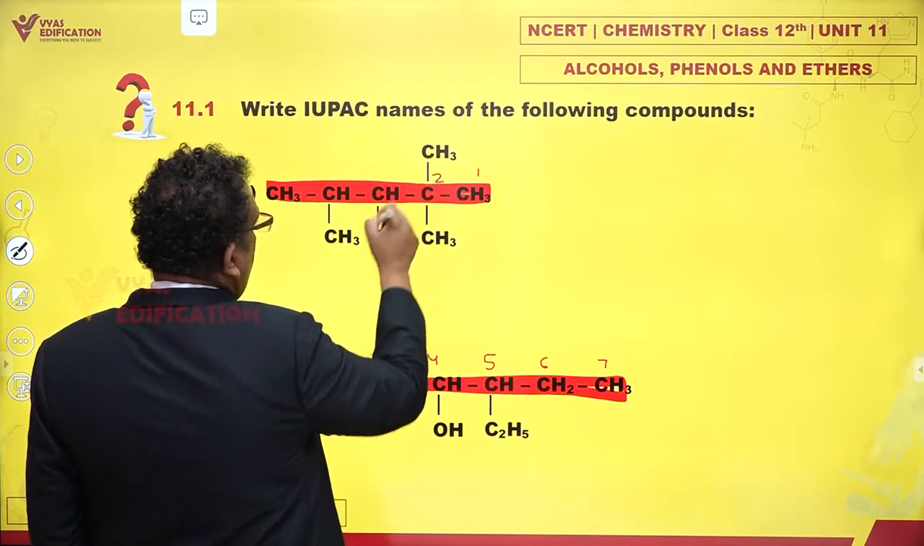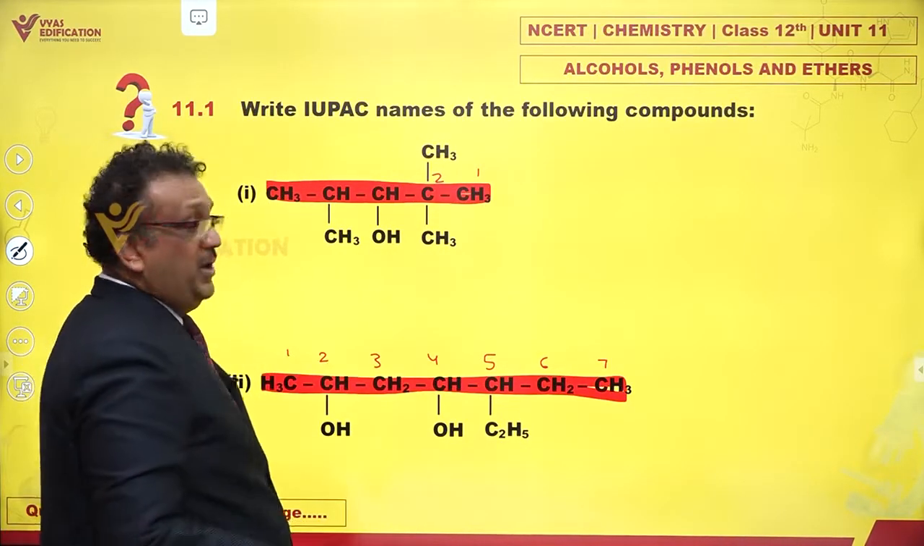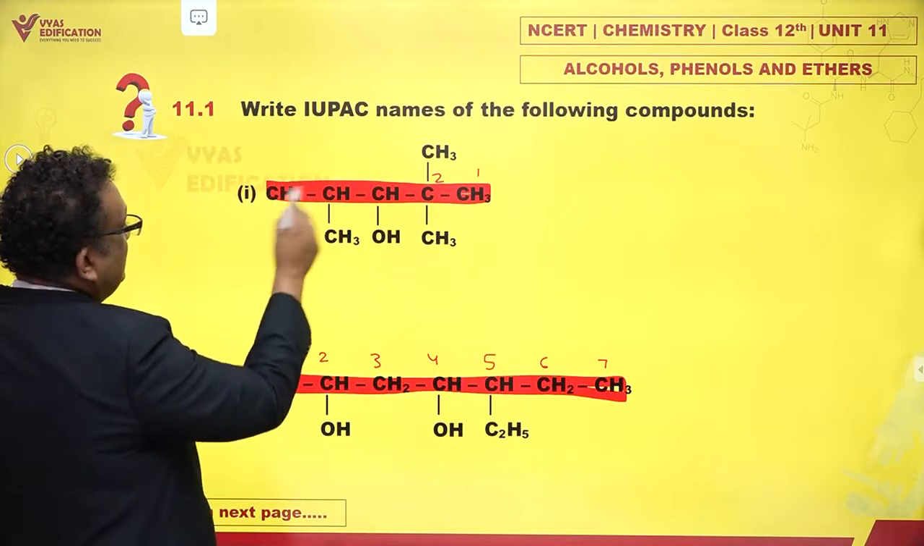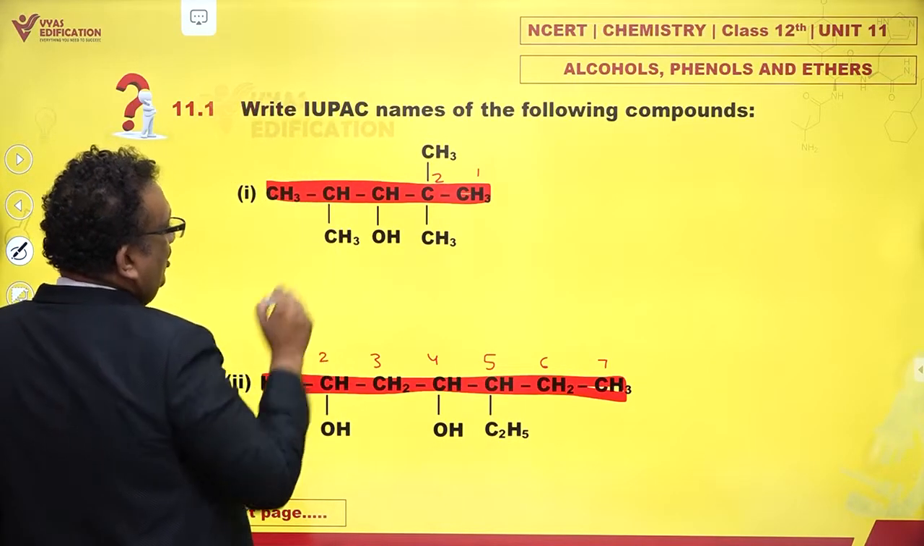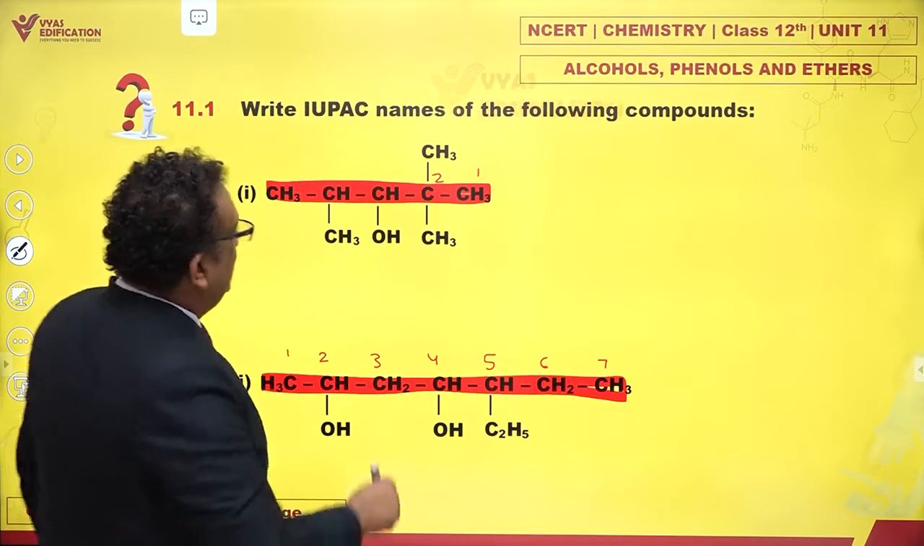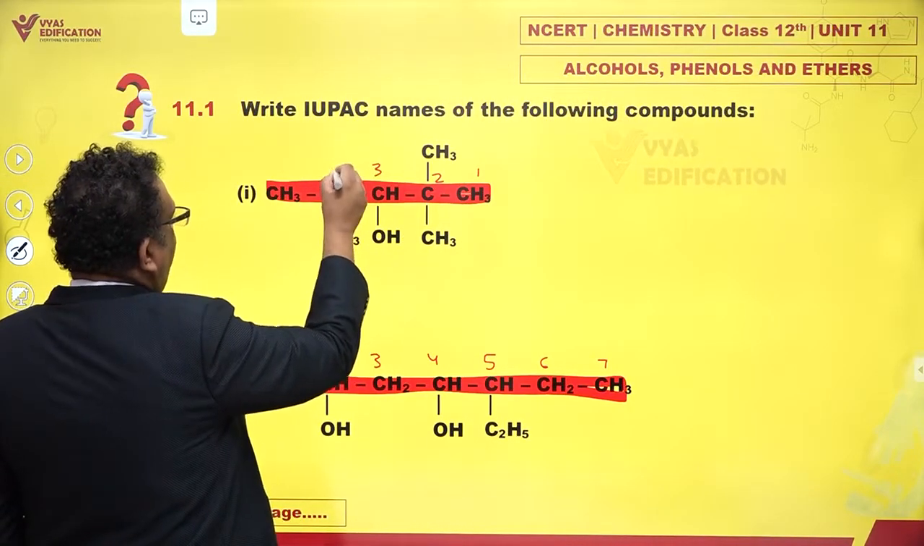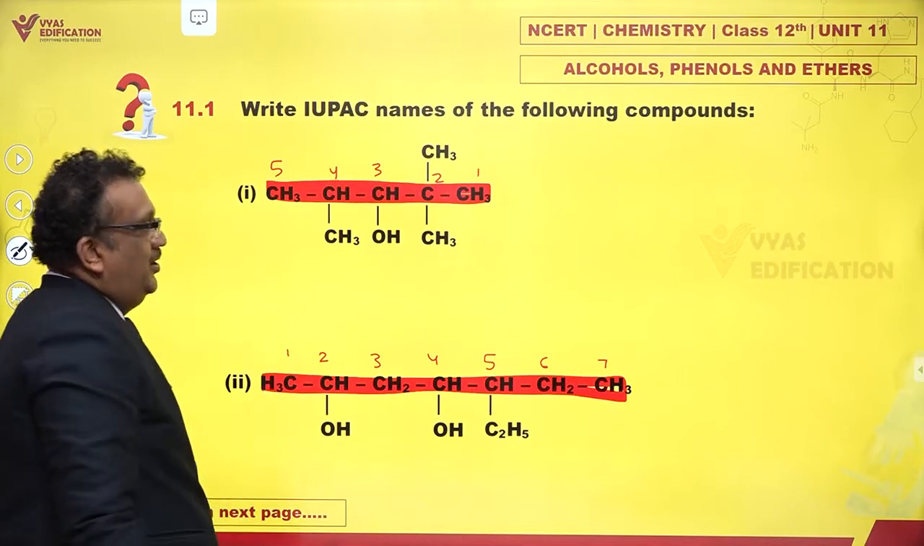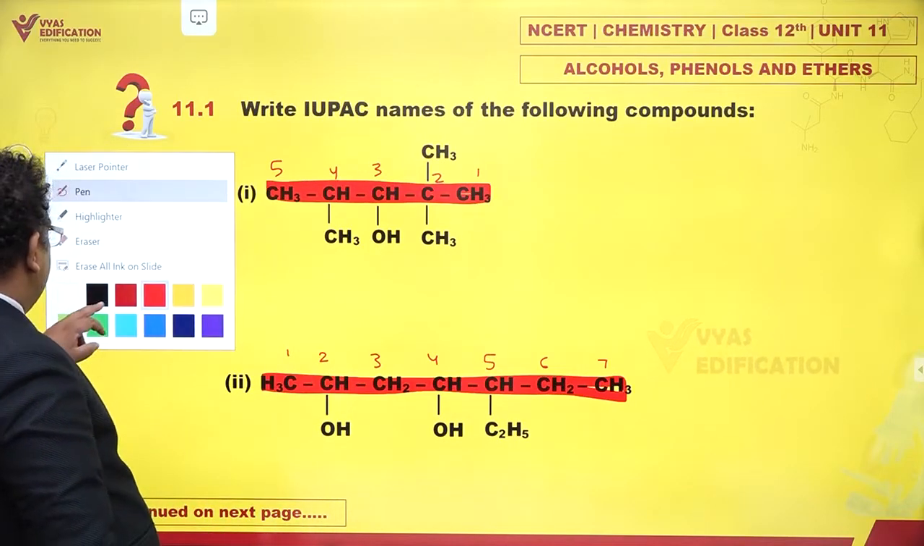1, 2. There are two branches on number 2. In this case, there is only one branch on number 2. No, one branch, two branches are better than one branch. So 1, 2, 3, 4, 5. Oh my God, this is the case? Yes, this is the case.